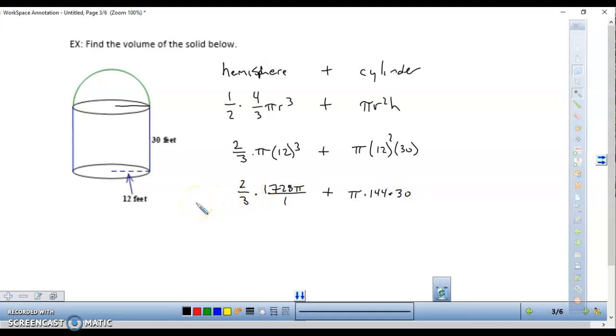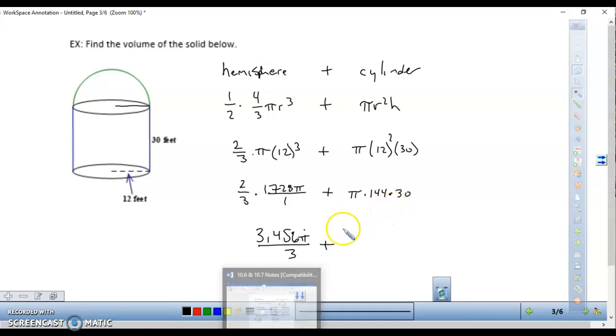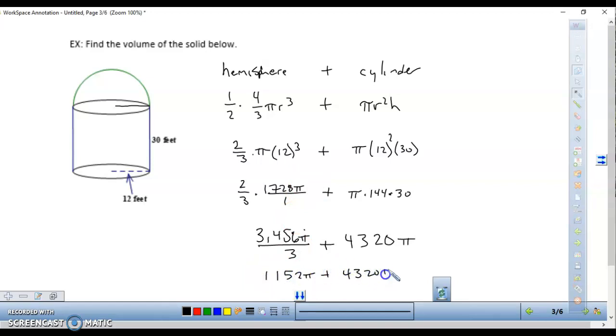Then when I multiply 2 times 1,728, I get 3,456 pi over 3 plus 144 times 30, which is 4,320 pi. Now, 3,456 is divisible by 3. That gives me 1,152 pi plus 4,320 pi.